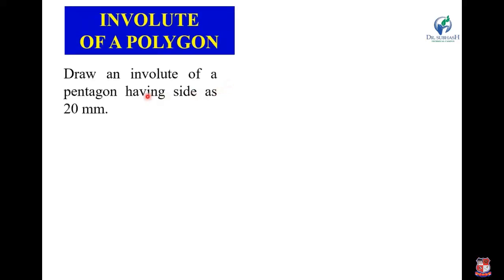Involute of polygon. Draw an involute of a pentagon having side as 20 mm. So we have to draw the involute of a pentagon. First of all, we have to draw a regular pentagon of 20 mm side. So you can see this is the pentagon, side is 20 mm.